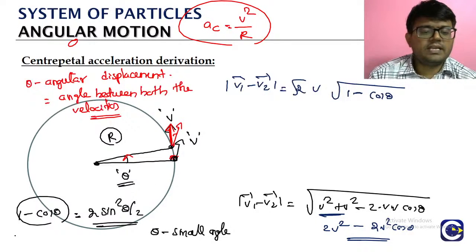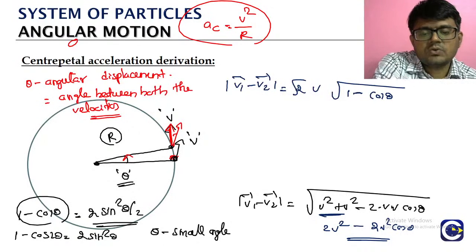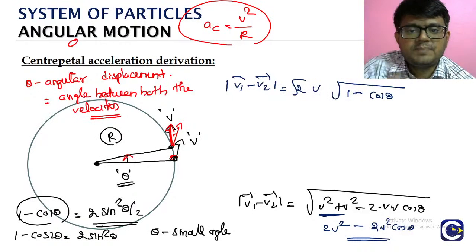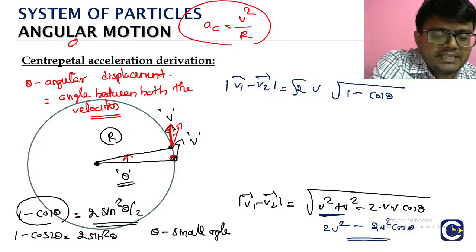Okay, so like we have 1 minus cos 2 theta, that will be equal to 2 sin square theta. If we replace 2 theta with theta, what will it be? 1 minus cos theta will be equal to 2 sin square theta by 2.